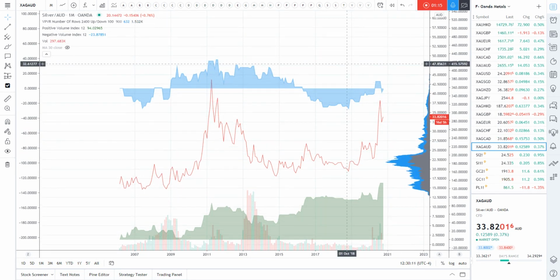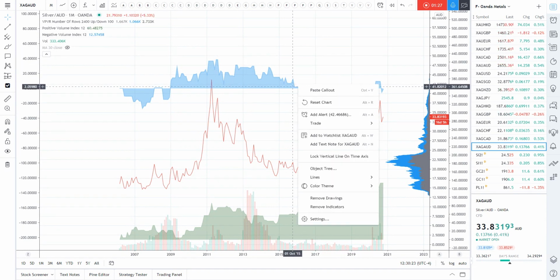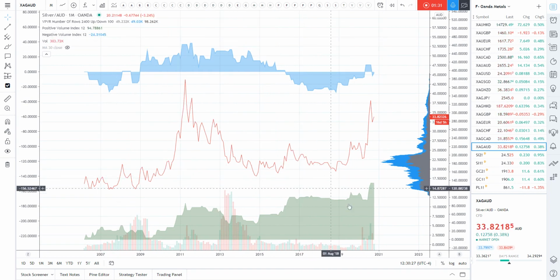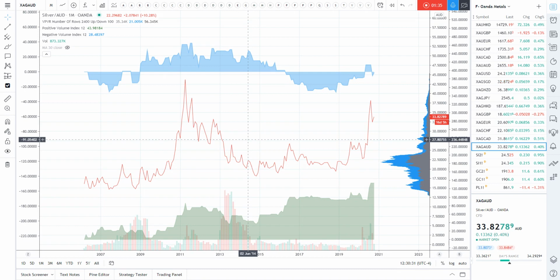So what I want today, I want to go through the silver charts for different big currencies and see if we can observe any details that are going to give us some clues to where this is heading, guys. Monthly chart, linear. Let's start with silver in Australian dollars.